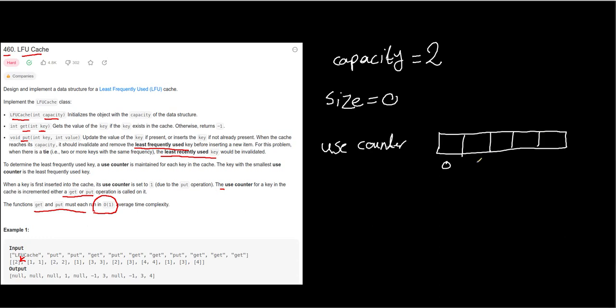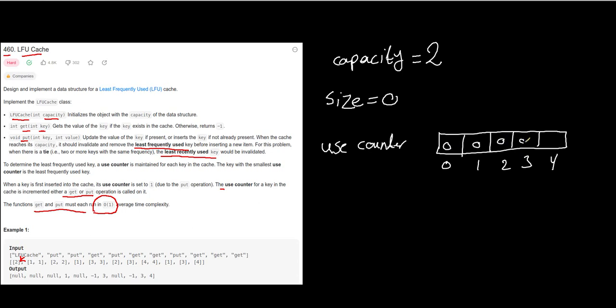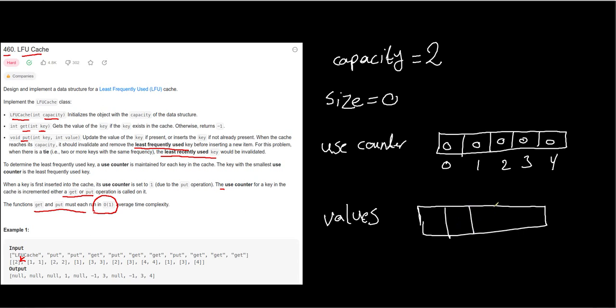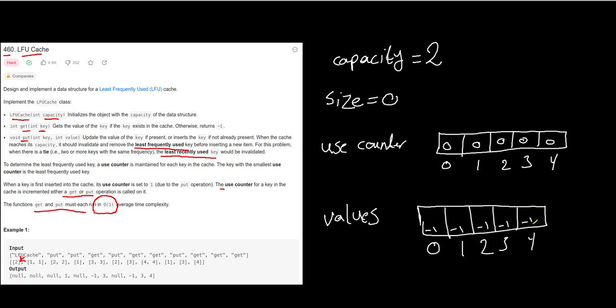So we have keys 0, 1, 2, 3, 4, and initially the count for each is 0 because none of the keys were accessed yet. Then we have a values table to store the value of keys 0, 1, 2, 3, 4, and the values are initially -1. That means these keys are not filled yet.